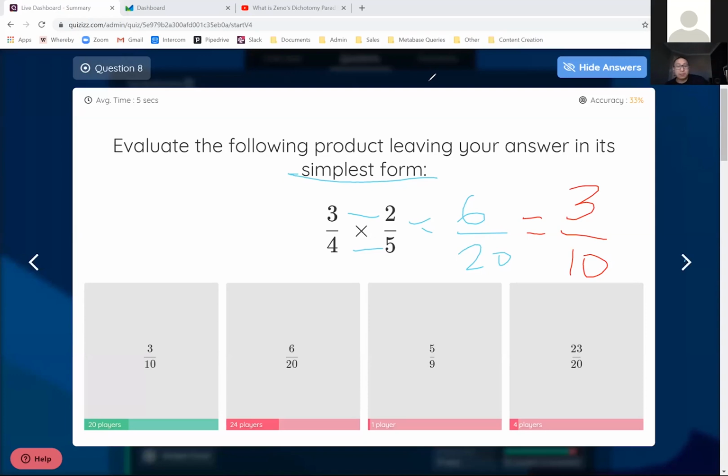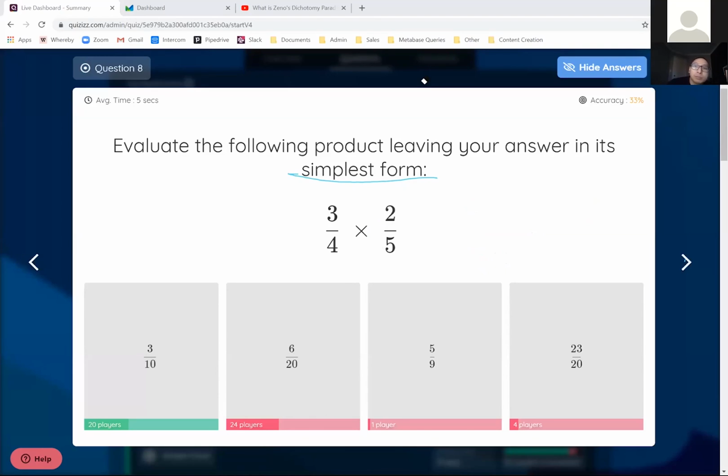Now, if that's the way you know how to do it and you're comfortable with that, awesome, do that. Let me show you a more advanced way to do it. So if you're ready for this, do this second way. The second way of doing it is to look for common factors in your fractions before you do any multiplication, right?